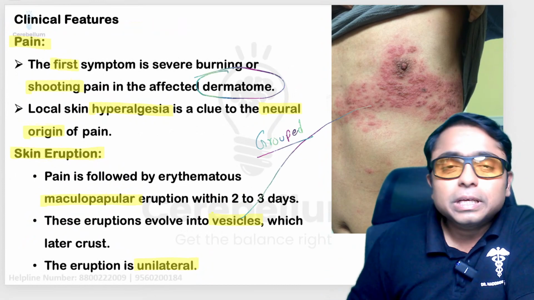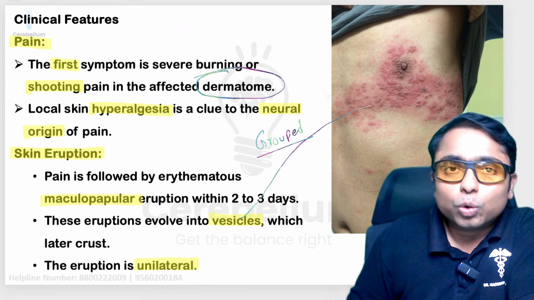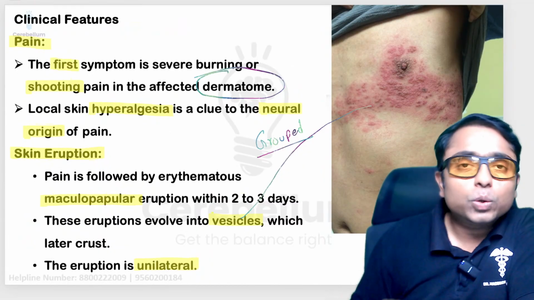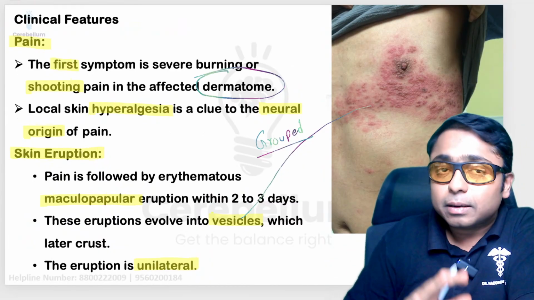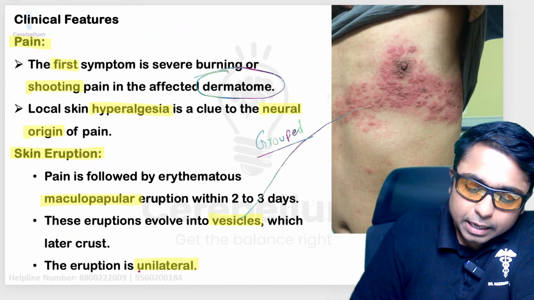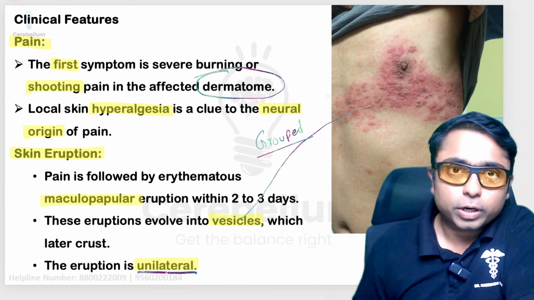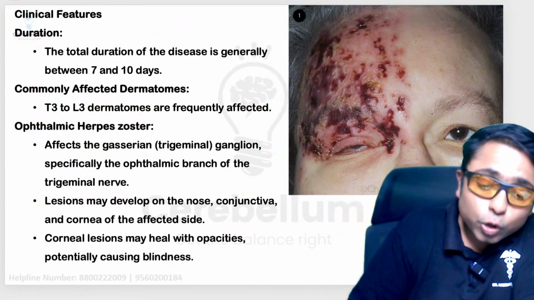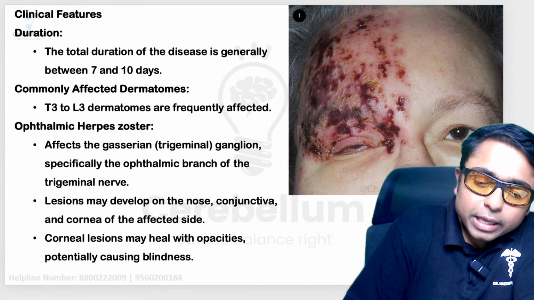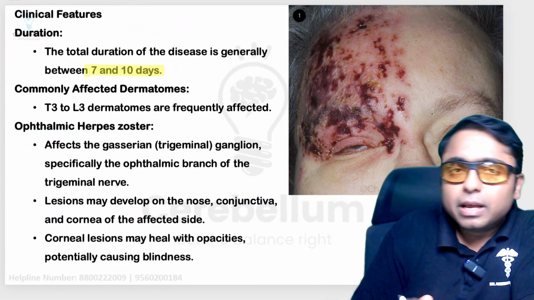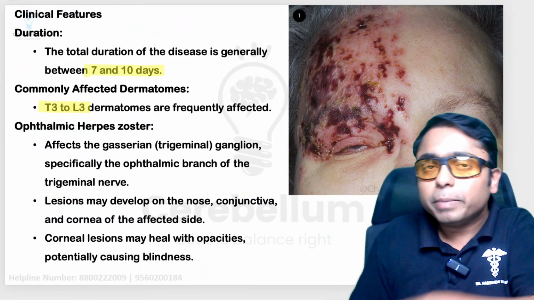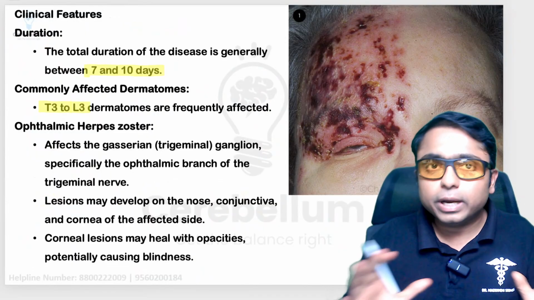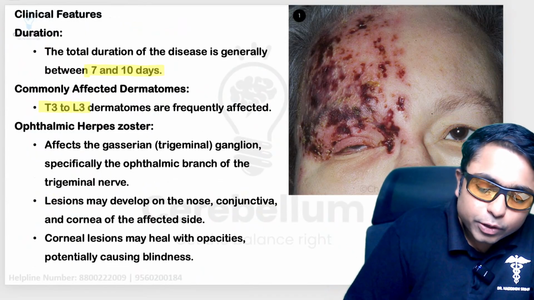What is a dermatome? It is the single nerve root which is going to supply the skin, and it is going to be unilateral. Remember, it is not going to be bilateral. This point is also very important, that it does not cross the midline. The duration is going to be anywhere in the range of 1 to 2 weeks, and commonly it is going to involve mainly the thoracic dermatomes, that you can write down as T3 to L3.